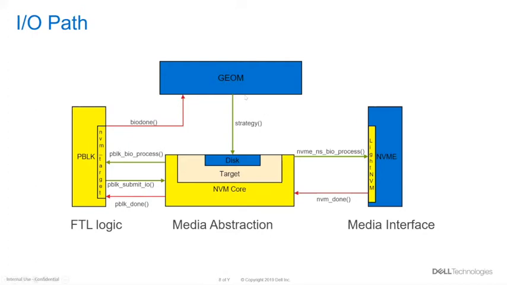GEOM will call the strategy, and it will be intercepted by this disk interface and then forwarded to our PBLK. This is where our FTL logic will run. It will involve a lookup, and if it encounters any bad block, the block will be remapped. All the FTL responsibilities will be performed in the PBLK, including GC. Once it resolves the physical address, it will pass the call to our NVM core, or LightNVM, which in turn will call the existing NVMe driver that we have. We just added LightNVM to incorporate the vector commands. The rest is largely the same: the done interface, NVM done, then PBLK done, and from there we get the BIO done.